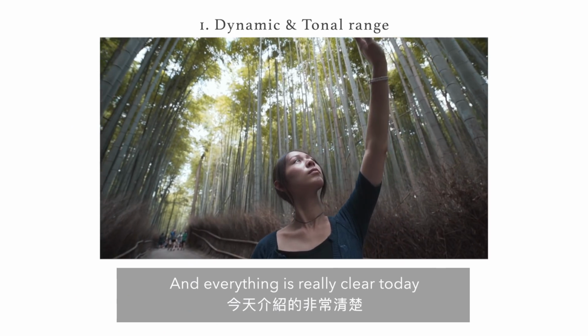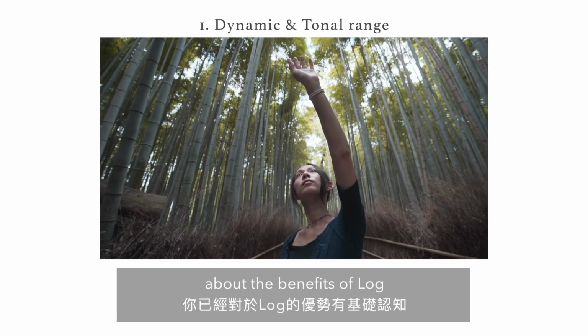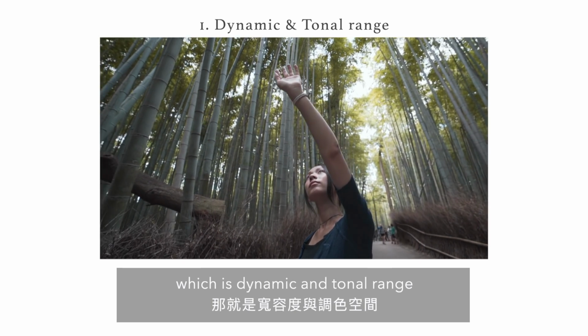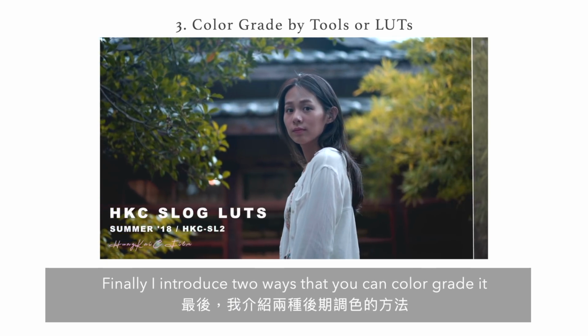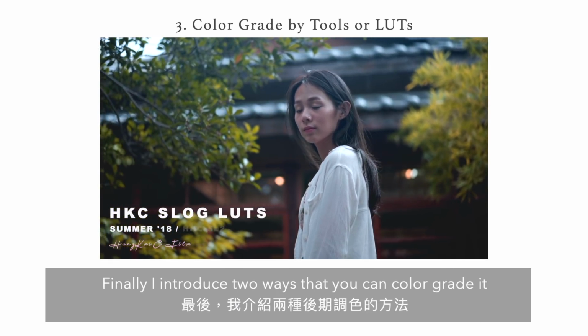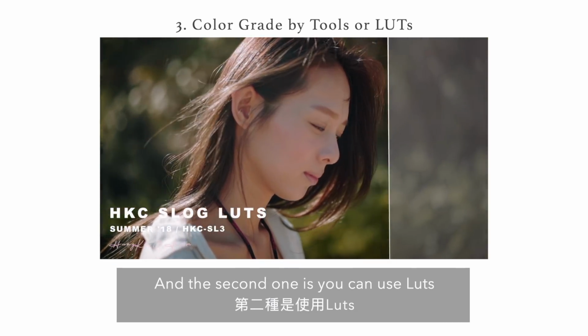And everything is really clear today. Now you already have a basic understanding about the benefit of LOG, which is dynamic and tonal range. Second, I talked about something you need to pay attention to, which is exposure. Finally, I introduced two ways that you can color grade it. The first one is you can use some tool to color grade by yourself, and the second one is you can use LUTs.